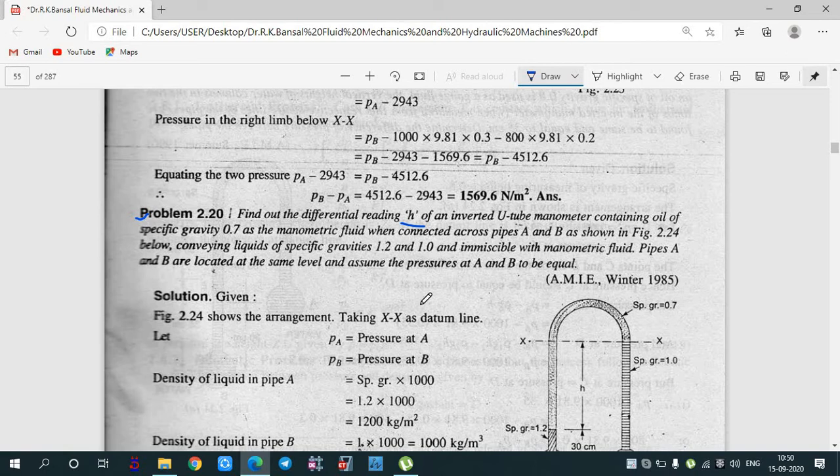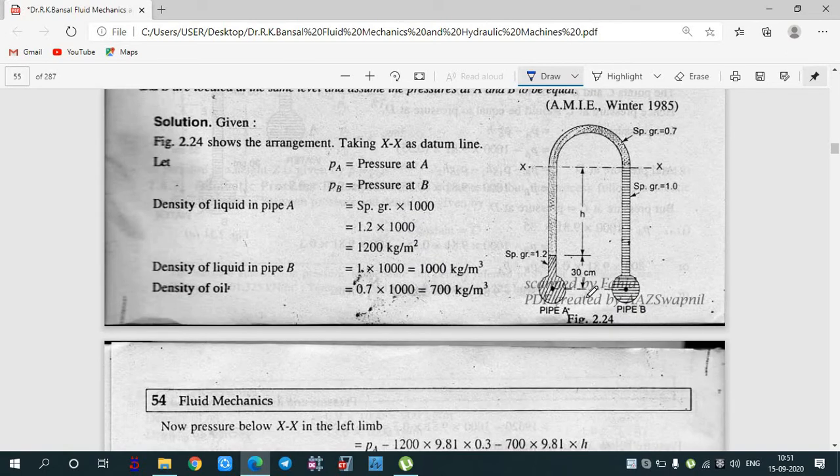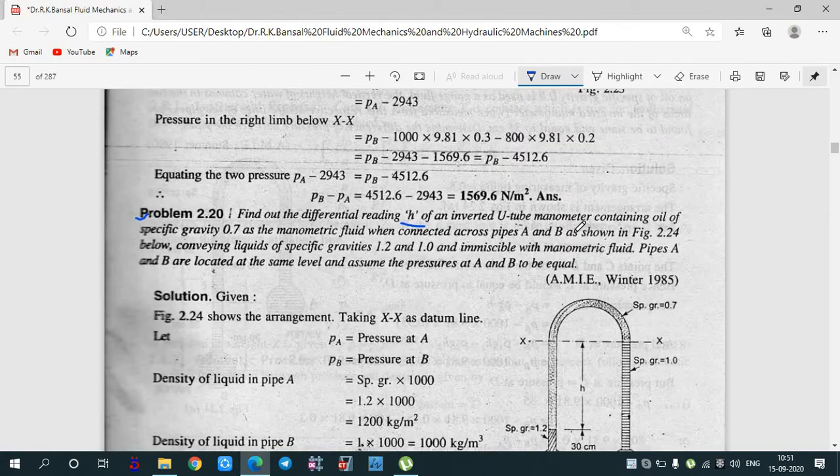This inverted U-tube manometer is connected to two pipes A and B as shown in the figure, conveying liquid of specific gravity of 1.2 and 1. So the specific gravity of the liquid which is flowing in A is 1.2, and the specific gravity of the liquid which is flowing in B is 1, and immiscible with manometric fluid. That means immiscible means they do not dissolve in each other.